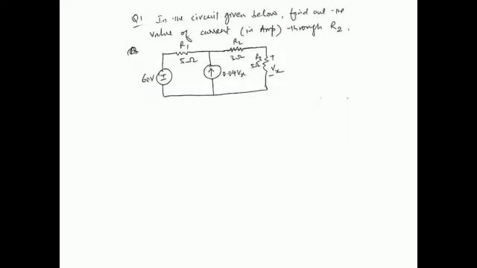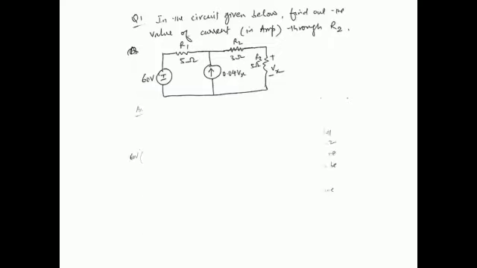Now the figure that you see on your screen has a voltage source of 60 volts, a current source of 0.04 Vx, and three resistances R1, R2 and R3 of values 5 ohm, 3 ohm and 5 ohm respectively. The potential drop across the resistance R3 is Vx, with the polarity as shown in the diagram.